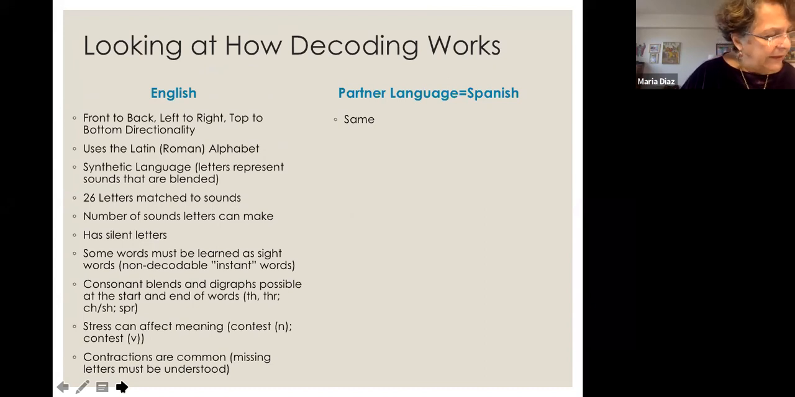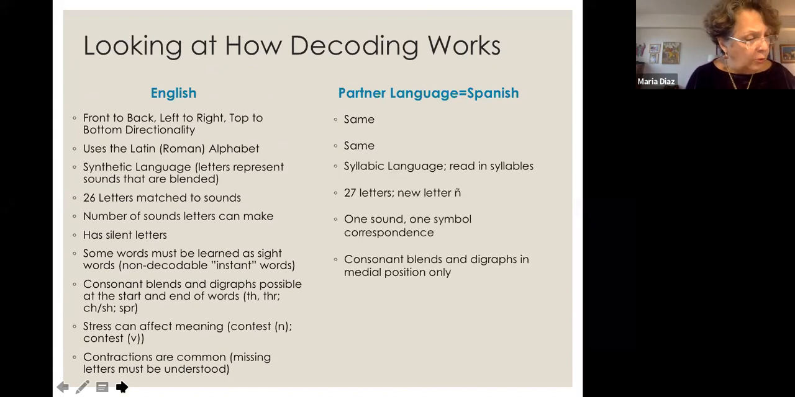Okay, again, looking at decoding from English to Spanish is a compare and contrast. We read words from front to back, left to right, the same as we do in Spanish. We use the Roman alphabet. In Spanish we have the sounds, a synthetic language, whereas in English the letters represent sounds, and in Spanish it's more syllabic, we read in syllables. 26 letters as opposed to 27 letters.